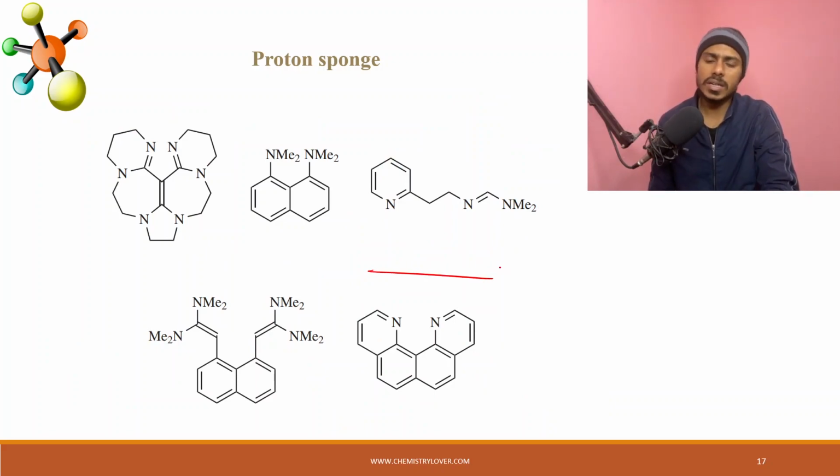So what is the specialty about proton sponge? Let's say we want a reaction where we want a base which will only take proton and nothing else, then we can use this proton sponge. They are very effective.